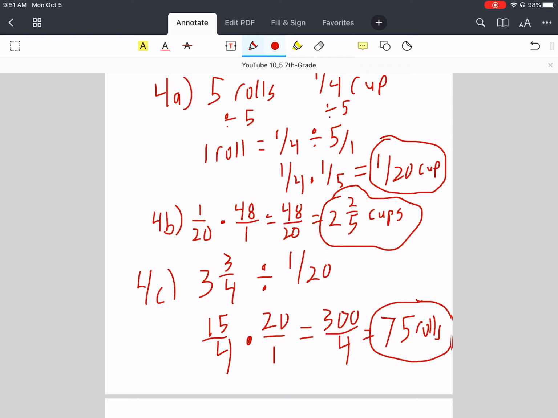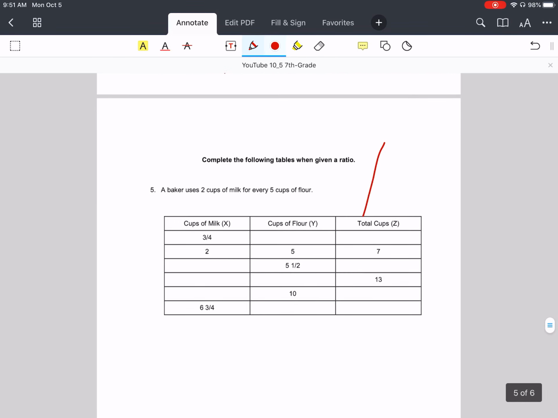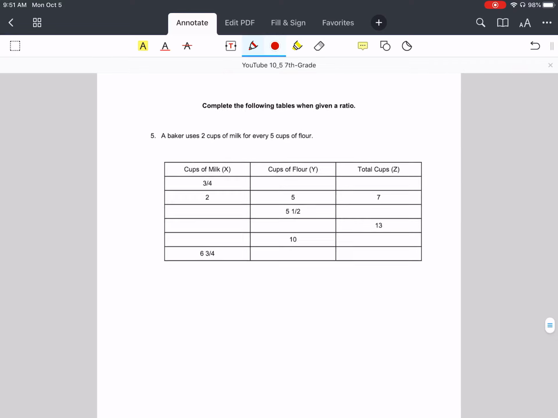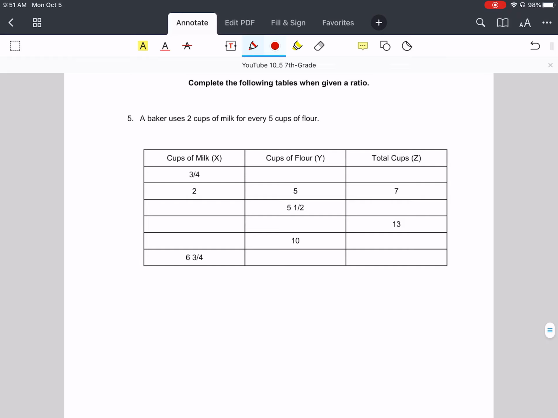So again, we are still multiplying and dividing by fractions and mixed numbers. Make sure you watch the mixed numbers review again if you're still struggling with these skills. Okay, 2 more problems, but they are long and tough. Complete the following tables when given a ratio. A baker uses 2 cups of milk for every 5 cups of flour. So we're going to need to find our equations first. So we're going to highlight.